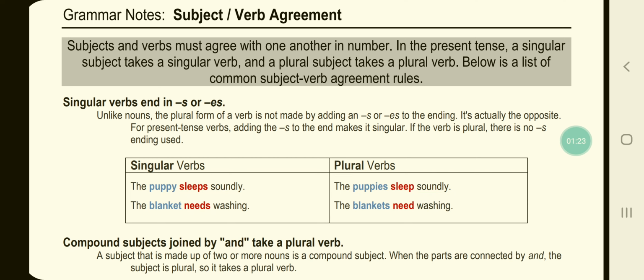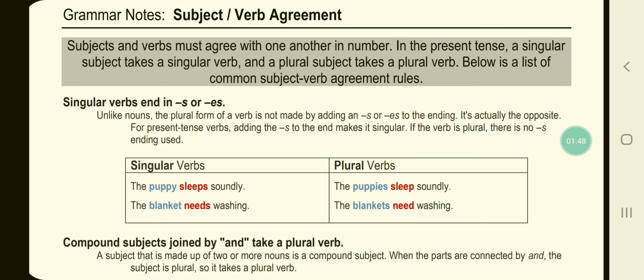Singular verbs end in s or es. Unlike nouns, the plural form of a verb is not made by adding an s or es to the ending. This is a wrong notion. It's actually the opposite. For present tense verbs, adding the s to the end makes it singular. If the verb is plural, there is no s ending used.